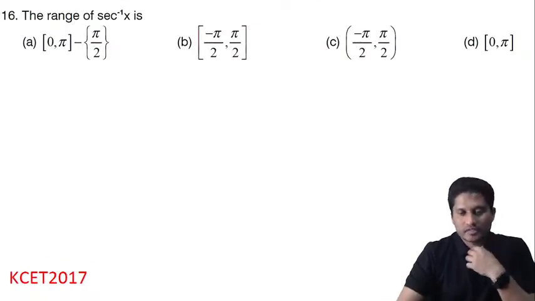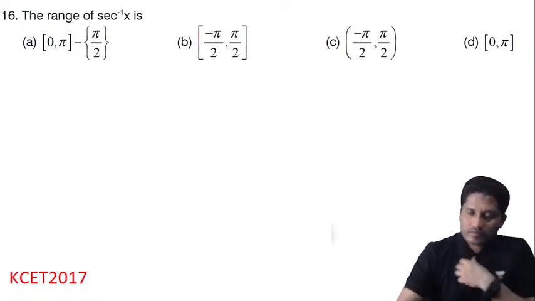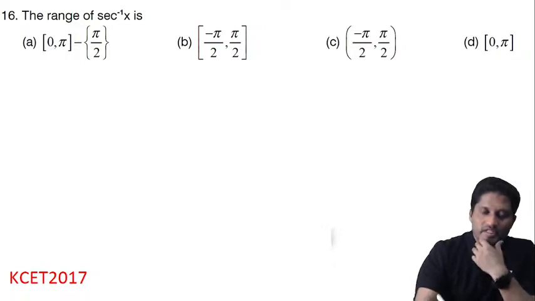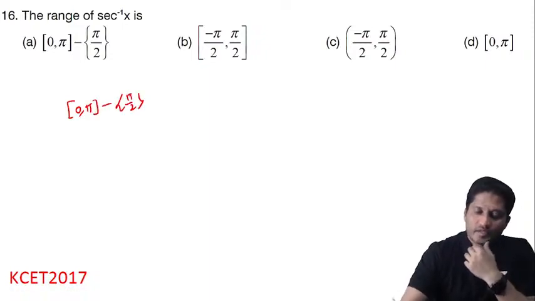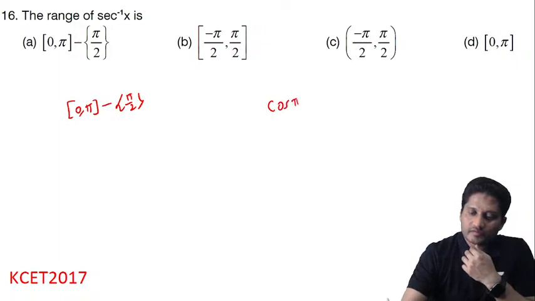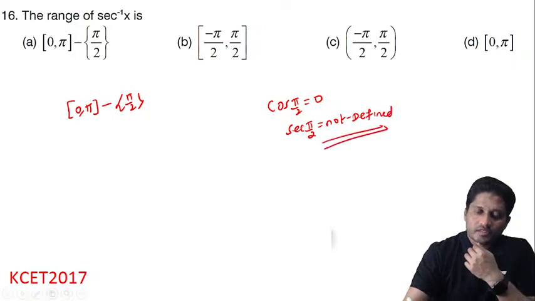The range of sec inverse of x. Now we know that the range of sec inverse of x is the closed interval 0 to pi, except pi by 2, because sec 90 is not defined. Cos 90 is 0, so sec 90 is infinity, that is, sec 90 is not defined. That's why this is the closed interval 0 to pi except pi by 2.